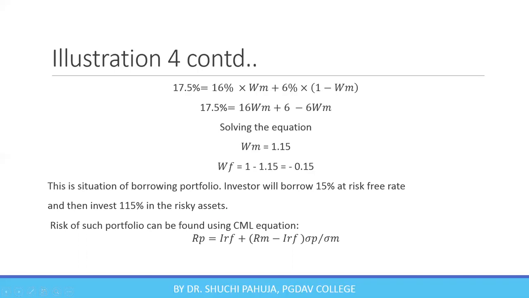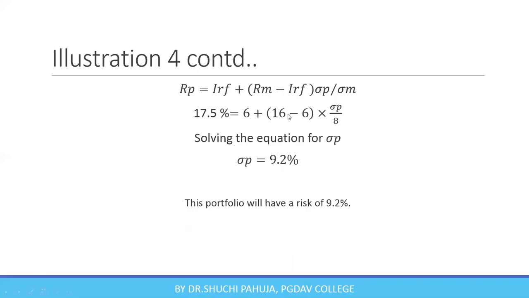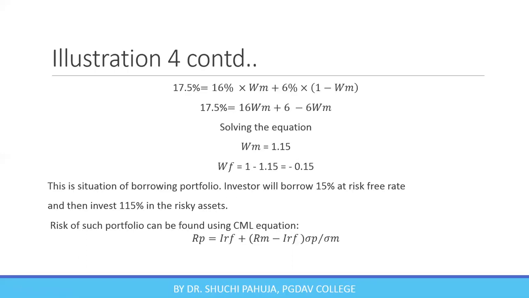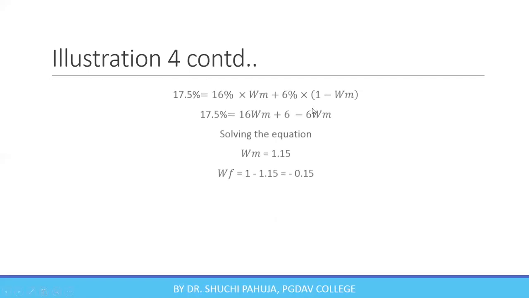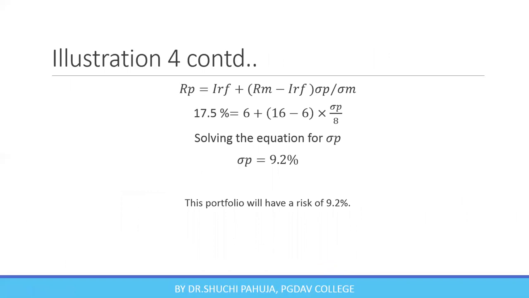For finding the risk of such a portfolio, you can use the CML equation. In the CML equation, put all the values. The risk of the portfolio is to be found and this is coming out to be 9.2%. See, this is high risk. If you check, risk on the market portfolio is 8% and risk on your portfolio is 9.2%. So this is even higher than the risk on the market portfolio. The reason being, you are investing borrowed funds in the market, so you are bearing high risk.